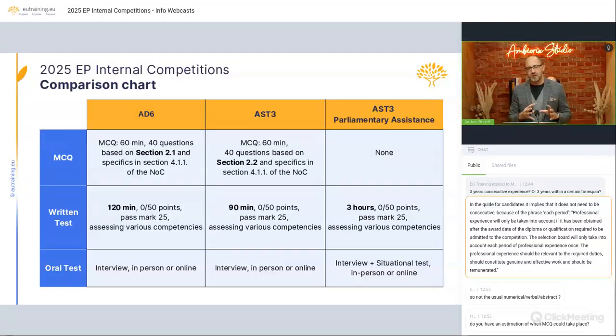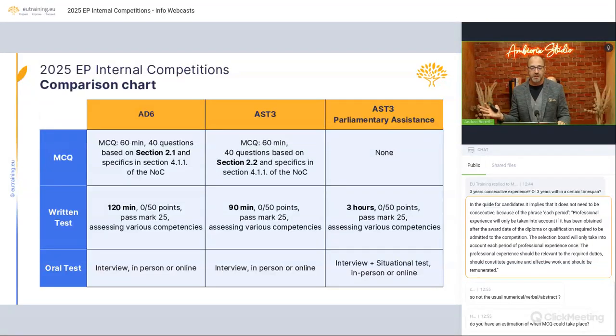Now, the written test, there's a pretty pronounced difference. For the AD6, you have 120 minutes, so 2 hours, and you can get 50 points. You need to pass at mid-range at least. And then the AST3, you have an hour and a half. So again, the level of complexity we're expecting to be different, or the depth or the kind of assignment that you can expect will be slightly different.